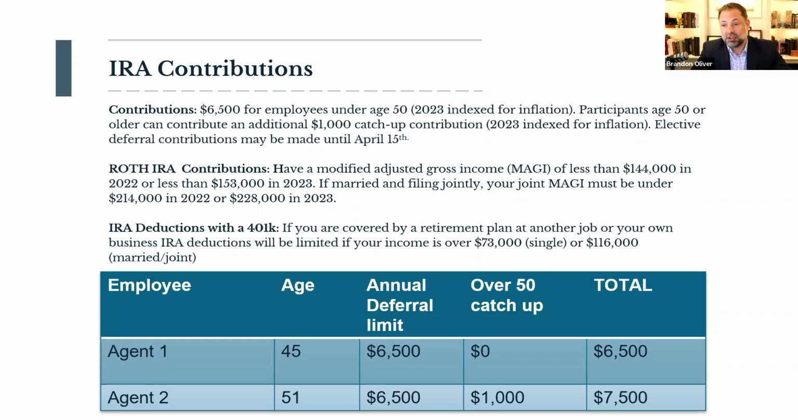Roth IRAs, as you know, have limits on income if you can contribute to those. I believe those are $228,000 for a married couple, $144,000 for a single individual.